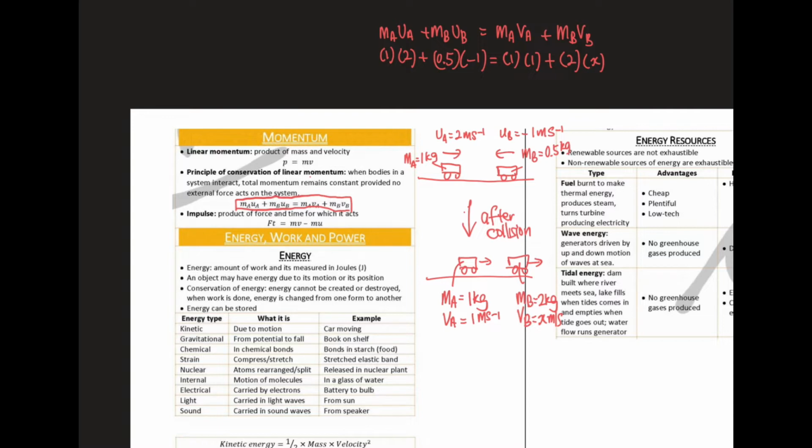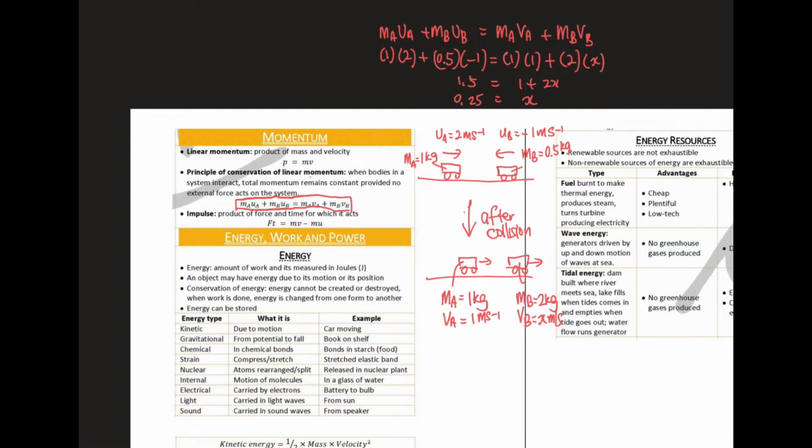I calculate the left side and get 1.5. The right side is 1 plus 2X. Then I will be able to get X: 1.5 minus 1, divided by 2, which is 0.25. Yes, 0.25.